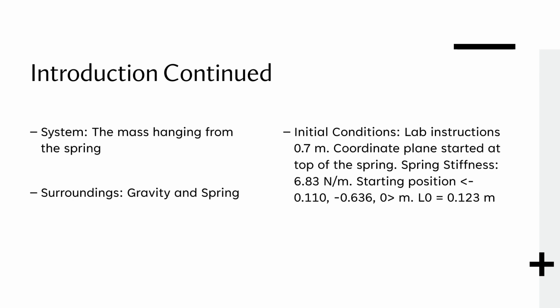Our initial conditions are that, per the lab instructions, our spring starts at 0.7 meters. The coordinate plane starts at the top of the spring. The spring stiffness is 6.83 newtons per meter. The starting position is negative 0.110 in the x position, negative 0.636 in the y position, and 0 for the z position. And the initial not-stretched length of our spring was 0.123 meters.